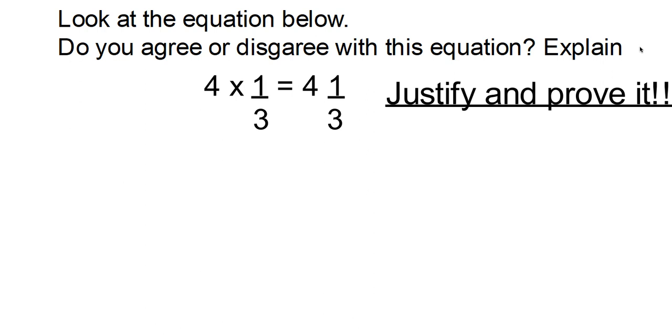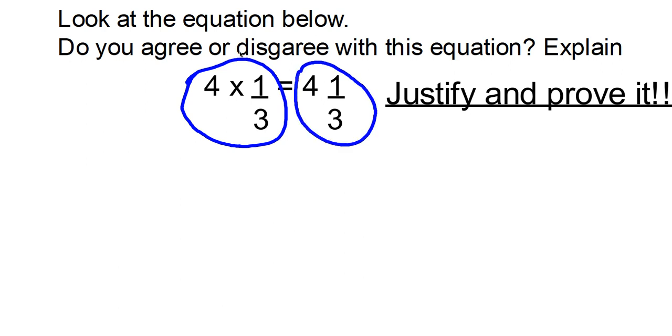Look at the equation below. Do you agree or disagree? There goes that spelling error again. With this equation, explain. Okay, so 4 times 1/3, we're saying that that is the same or equal to, has the same value as 4 and 1/3. So first of all, this is a product of a whole number and a unit fraction, but this side is a mixed number.